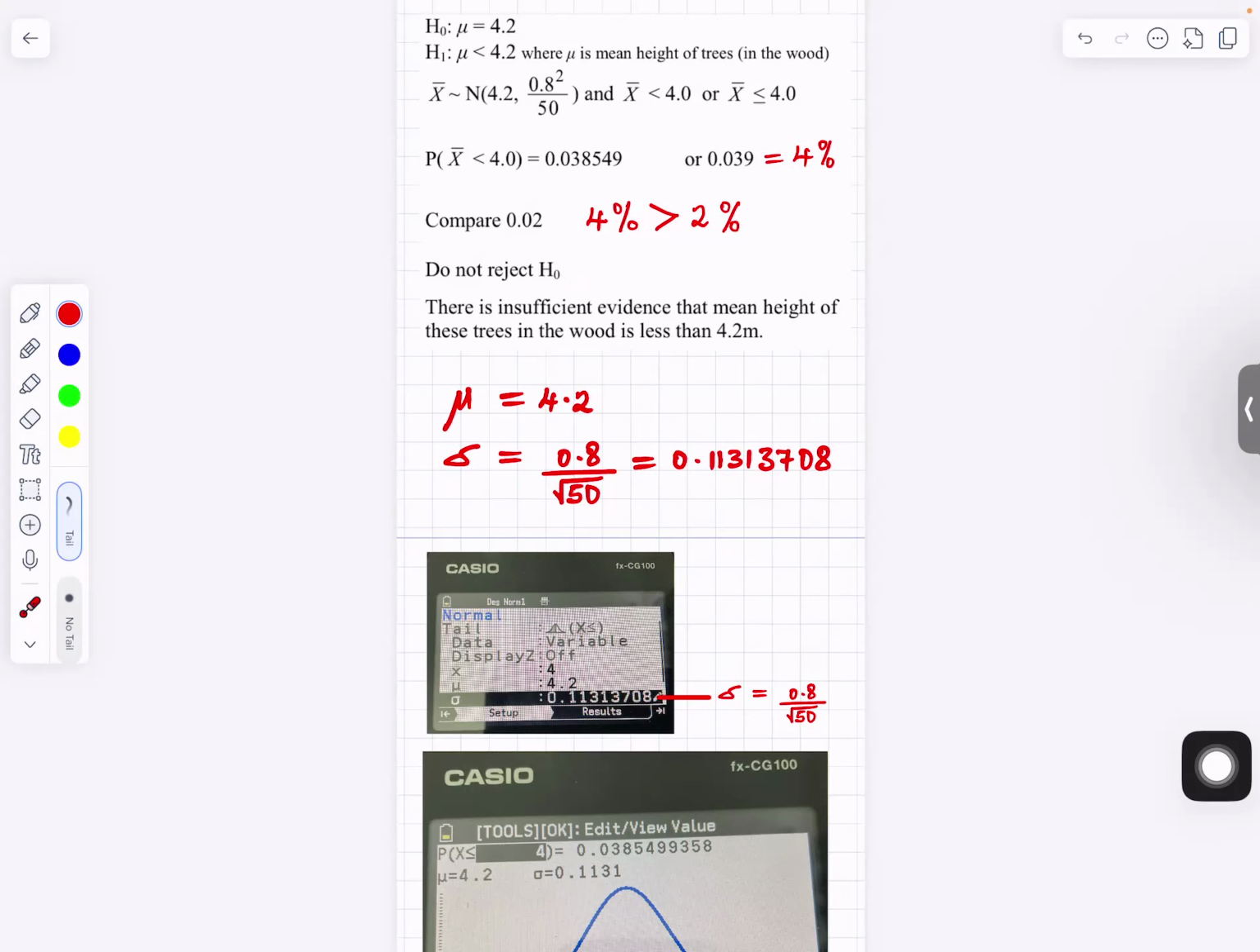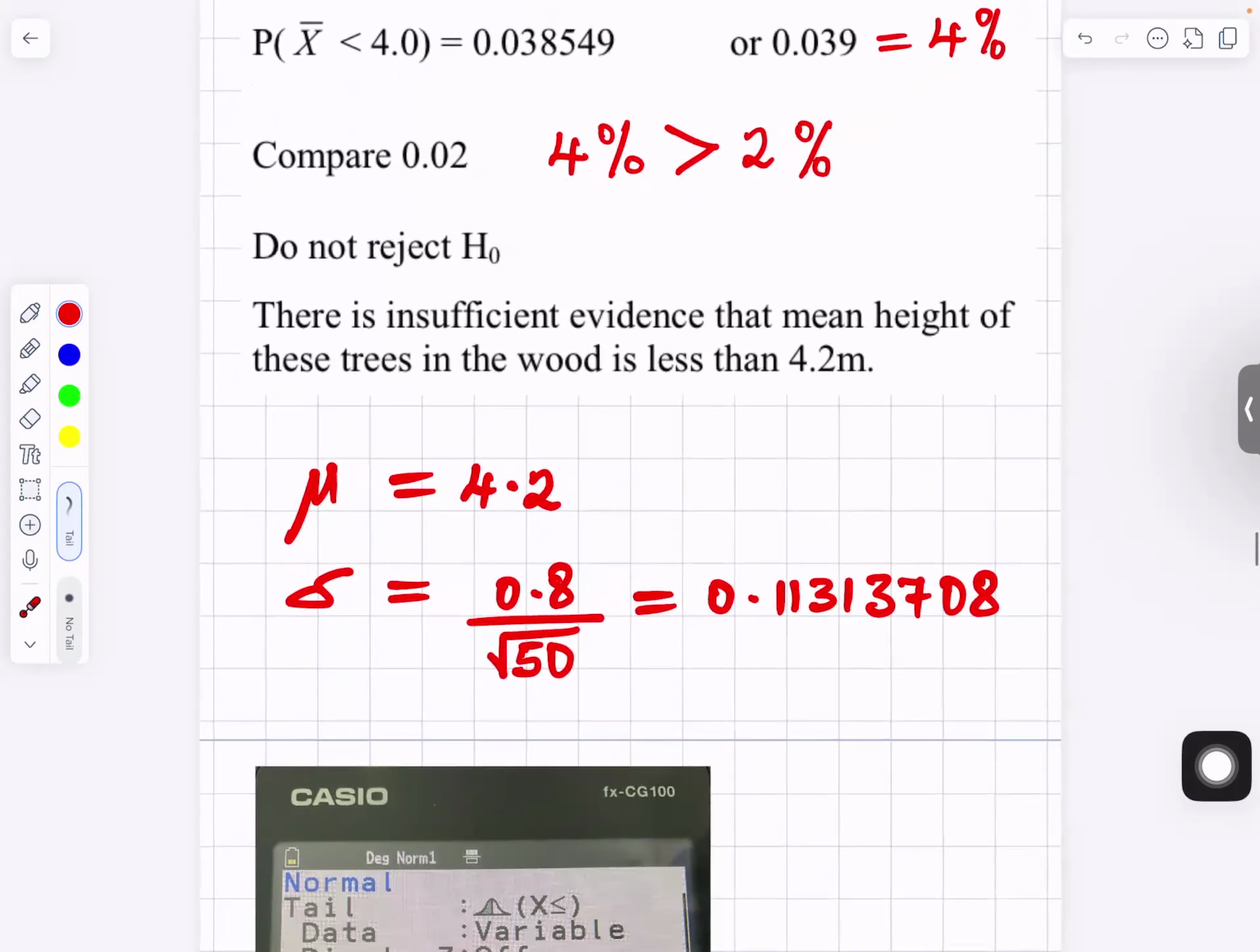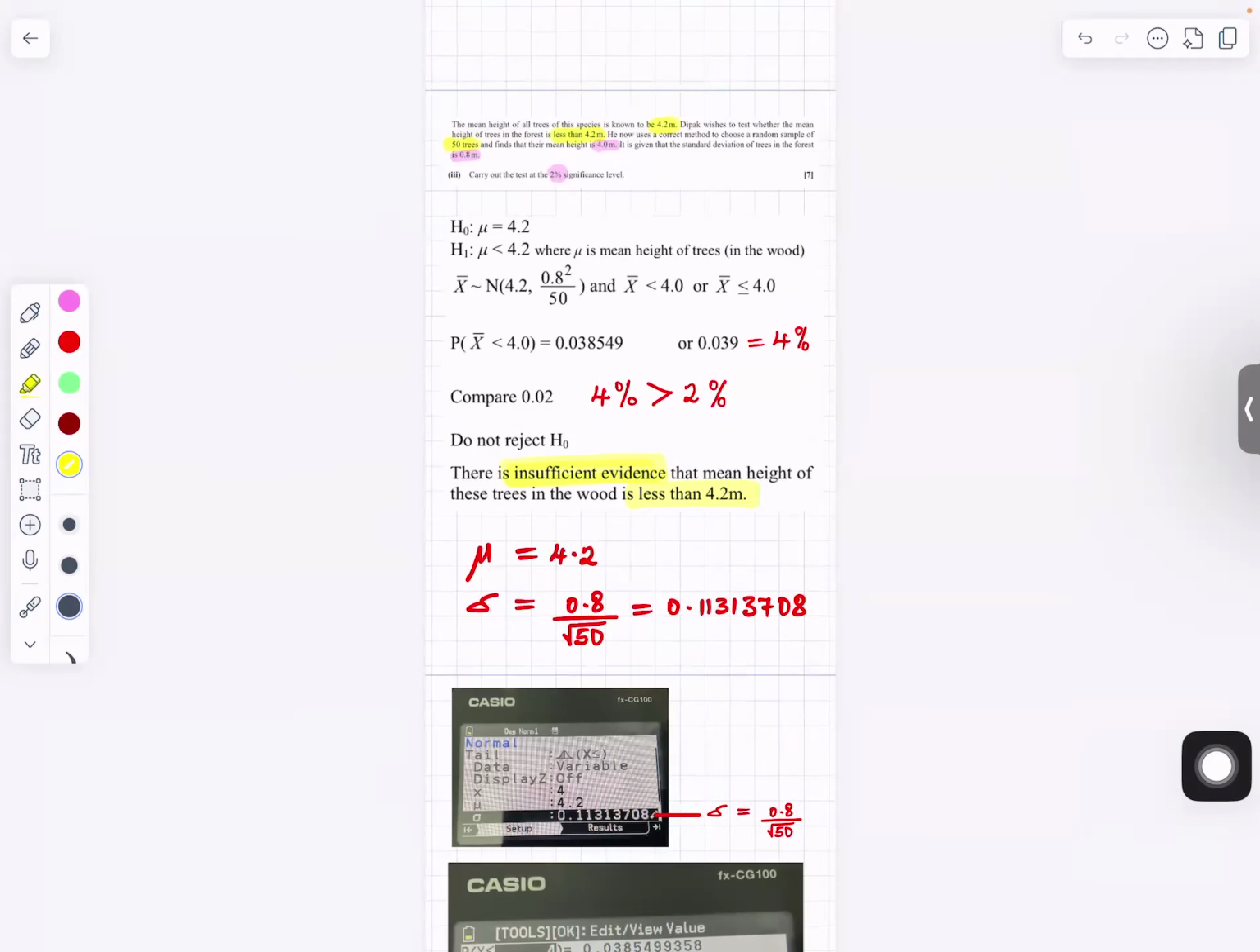But you have to draw a conclusion. This conclusion is you are saying that there is insufficient evidence that the mean height of trees in the wood is less than 4. So you are not 100% saying that the mean height is less than. You are just saying that what you have done so far, you haven't got enough evidence. Evidence might come out later in the future if you go into it that way. Think of it that way. But for now, all you conclude is that there is insufficient evidence that the mean height of these trees in the wood is less than 4.2.